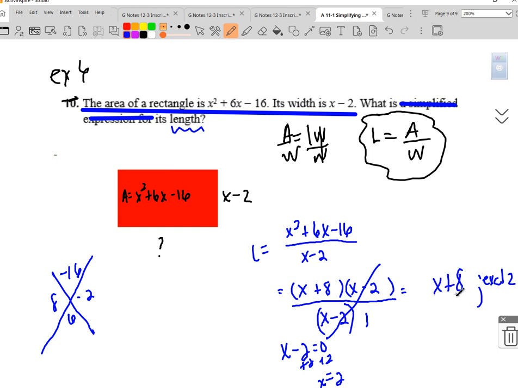So our length is x plus 8, but we have to exclude 2. That means we cannot plug in 2 for x. We're going to exclude 2. And that's your final answer.